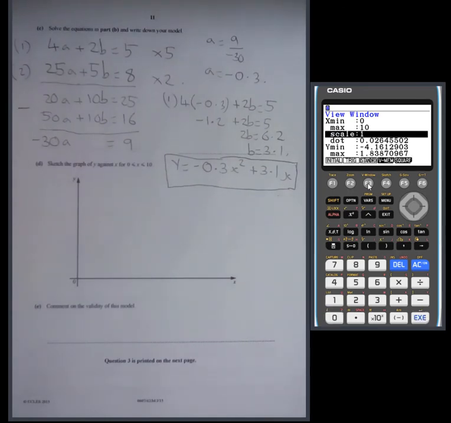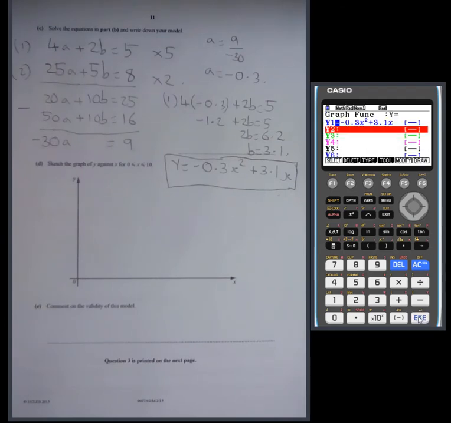Then y min, I'm probably going to start at 0, and if it looks like that's not right, I'll change it. Y max, that probably looks a bit low, so I'm going to go up to 10 and just have a look. I might have to come back, but I'm just guessing the y's. I didn't guess the x's, I was told those. So that's not bad at all, actually.